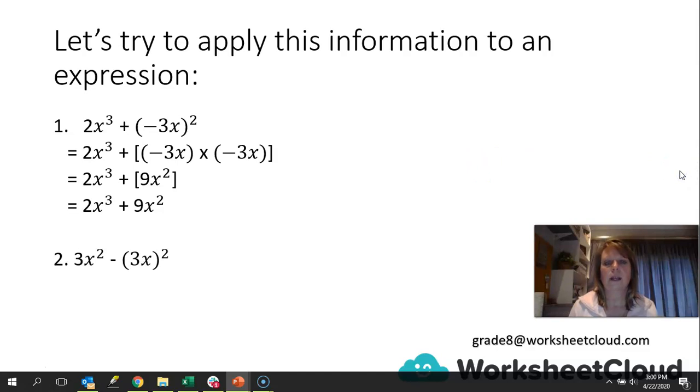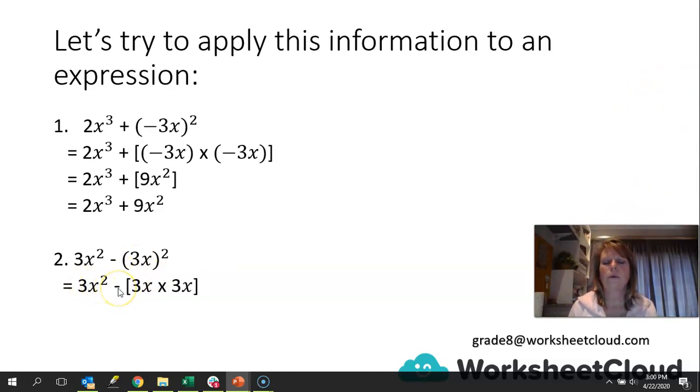Right, let's look at the next one: 3x squared minus (3x) to the power of 2. Here the minus is in between your two terms. The whole thing here is being affected by this exponent, so the whole thing is the base here, just like the whole thing was the base before. This time though, the minus is outside the brackets, so that is actually your operation sign.